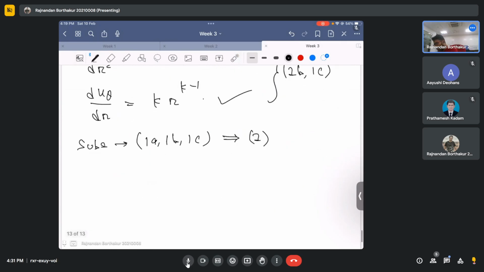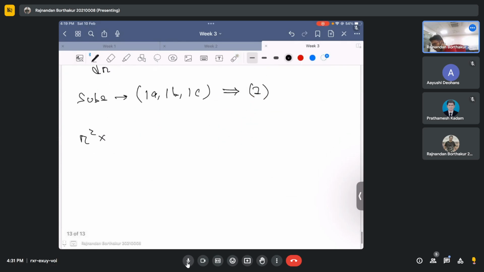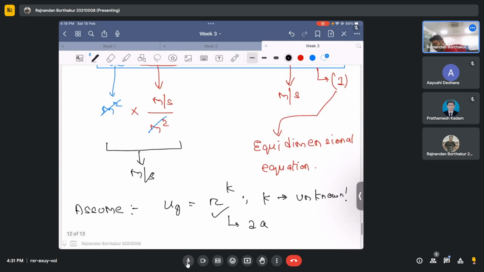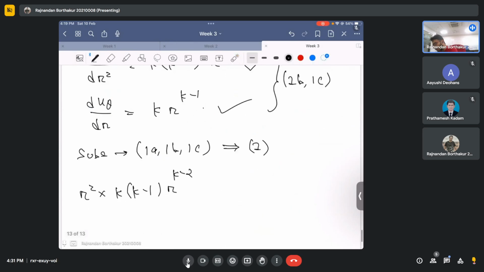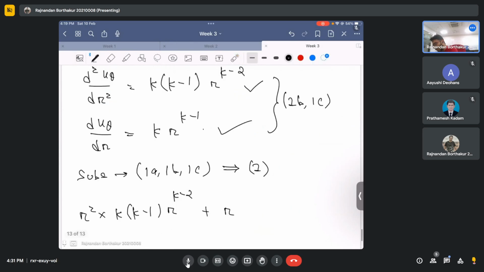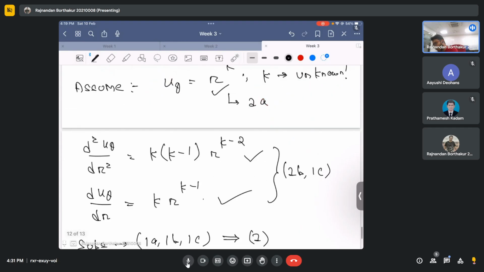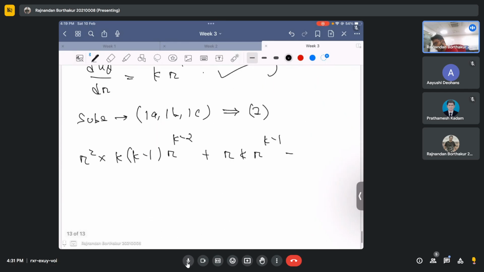So we have r squared times the second derivative, which is basically this. This is k into k minus 1 times r power k minus 2. And then we have this term, r times the first derivative. Let's see what we get. So we have r times k into r power k minus 1. And then we have minus u theta, which is just r power k. And we have this equals to 0.